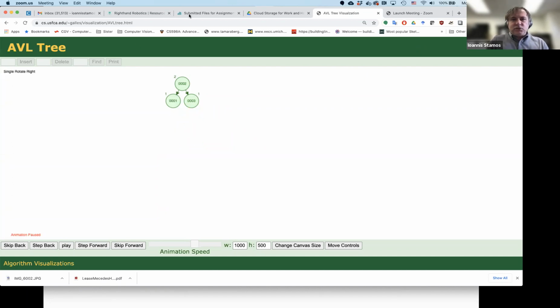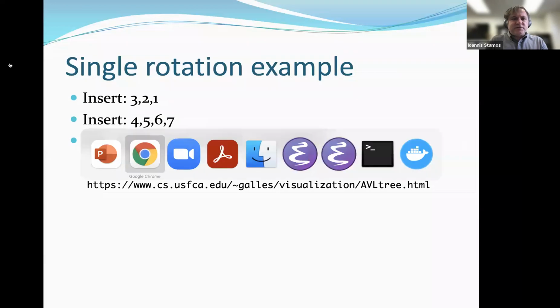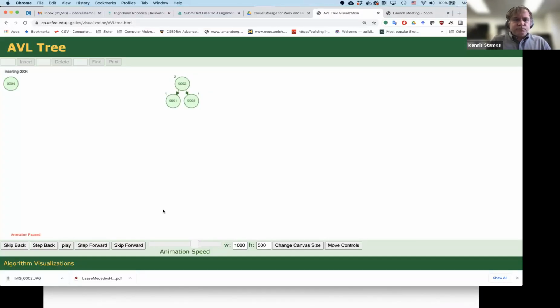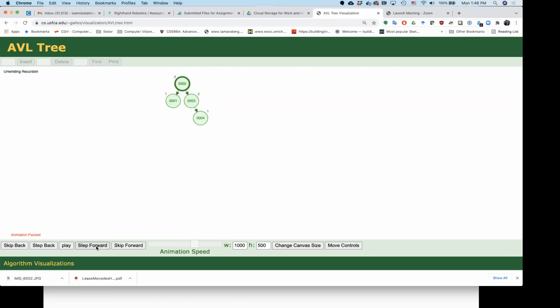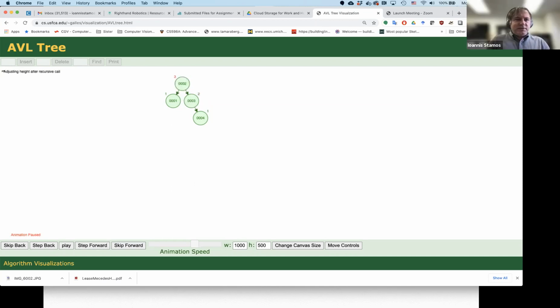So I think the next insertion is 4. Let me see, 4, 5, 6, 7, right? So 4. It goes there, easy. Now we go back. Violation there? No. Violation at the root? No. Okay, so 4 was fine. So we try to insert 5. Oh, it went over there already. Oh, step back, sorry.